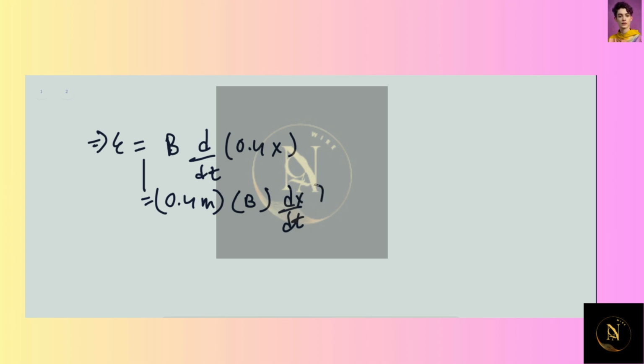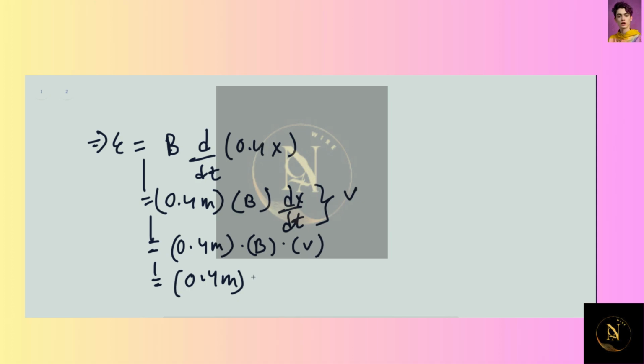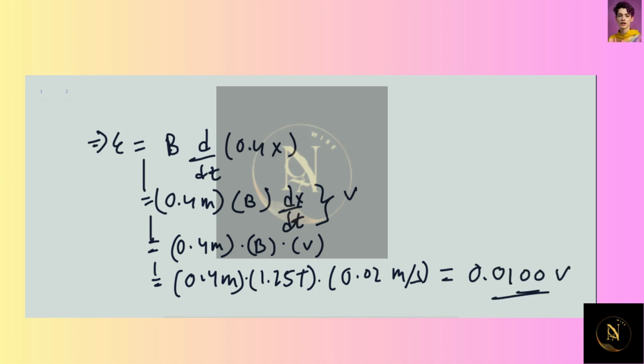dx dt, if you'll remember from kinematic equations, is just v, the velocity. So what we have here is 0.4 meters times B, which is in Tesla, and times v, which is the speed of the coil. And so this is 0.4 meters times 1.25 Tesla times 0.02 meters per second, or 2 centimeters per second for the speed, giving us 0.0100 volts for the EMF induced.